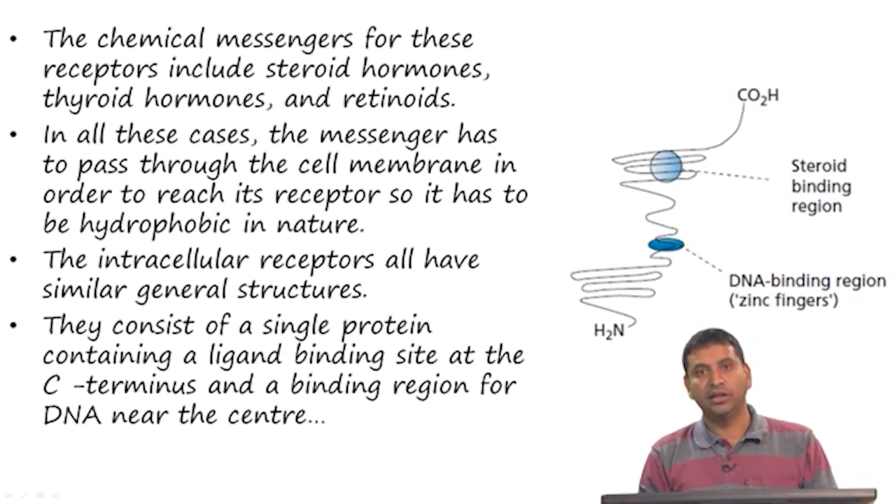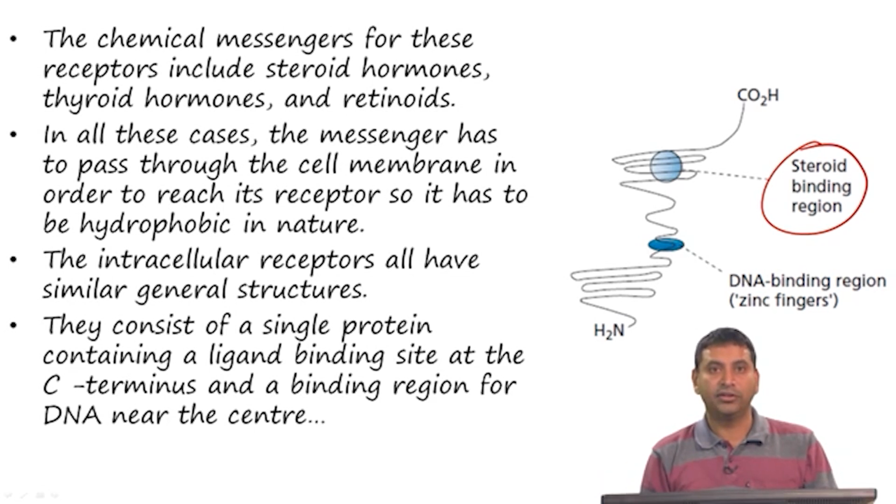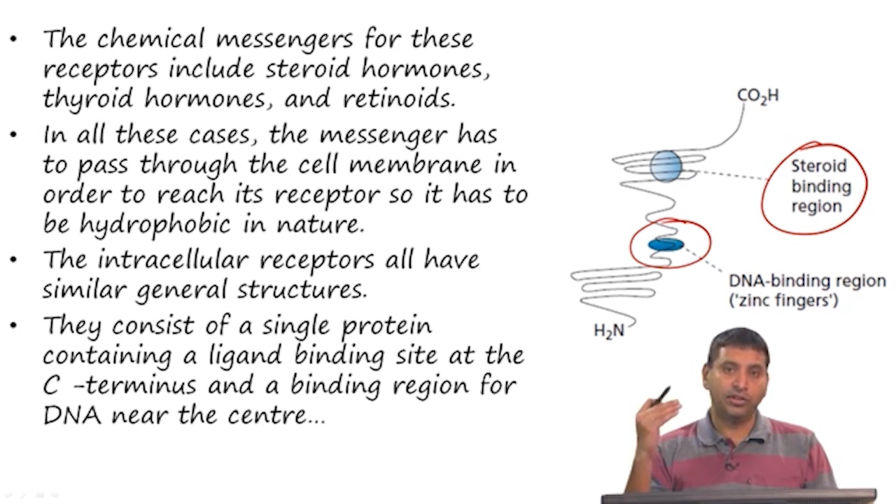The way it happens is that there are regions to which the ligand comes and binds. For example, here is the steroid binding region, and thyroid hormones or steroid hormones are quite hydrophobic in nature, so they can get across the cell membrane, go and bind to this region and trigger the signaling. But they also have a DNA binding region, and so these can go and bind to DNA. For example, there are cysteine based zinc fingers in these, and once they bind to DNA, they can initiate transcription.